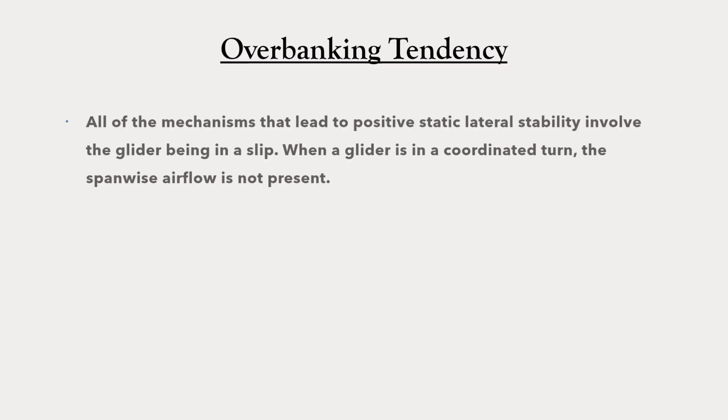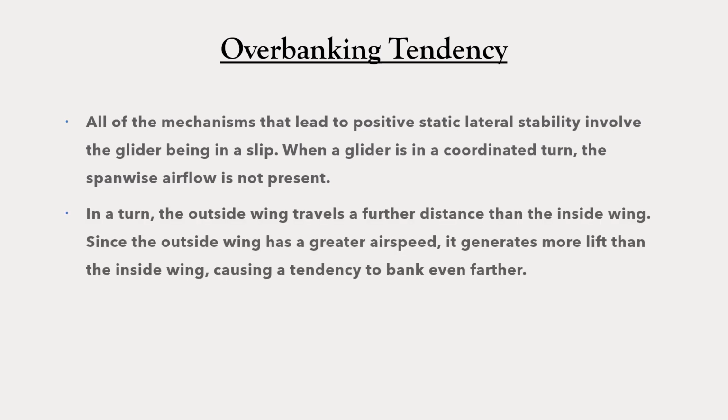All of the mechanisms that we just described that lead to positive static lateral stability involve the glider being in a slip. So when a glider is in a coordinated turn, that span-wise airflow that leads to the stability is not present, so the wings will not tend to level themselves.